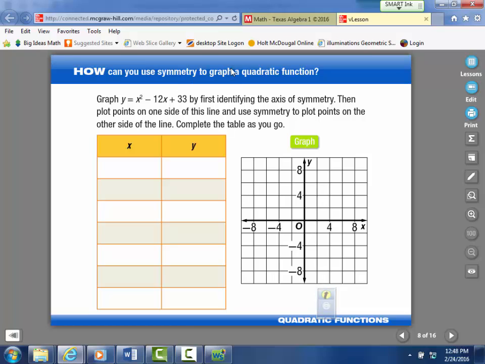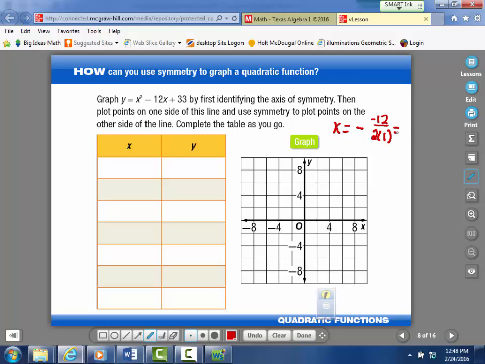Let's take one from the beginning. How can you use symmetry to graph a quadratic function? So if we graph this by first identifying the axis of symmetry, okay, we want to take our formula, x equals the opposite of b. b is -12, over 2 times a, and a is 1. Okay. So when we work all that out, we get 6. So x equals 6. So right here, on this line, that's where my axis of symmetry is going to be.